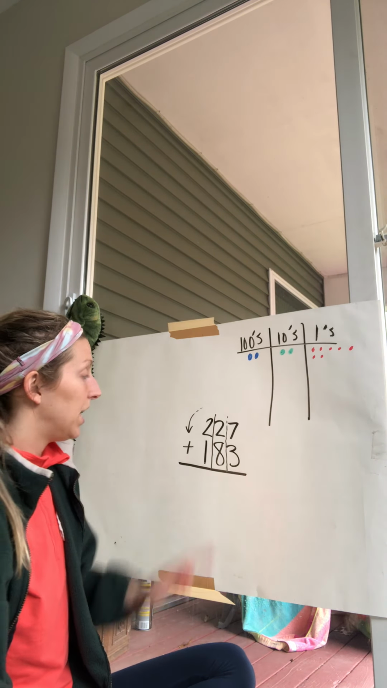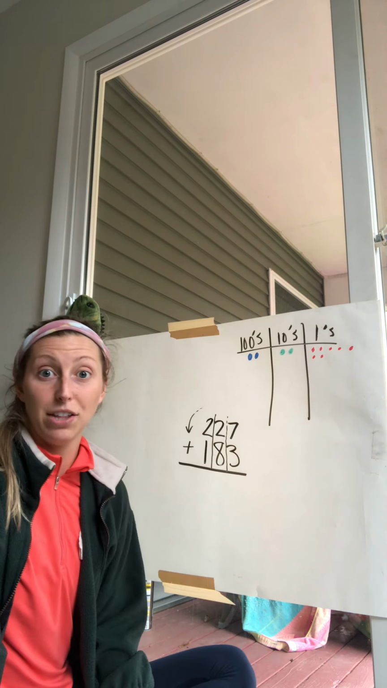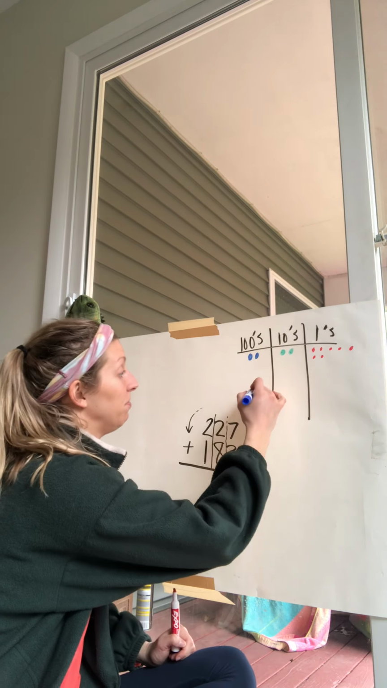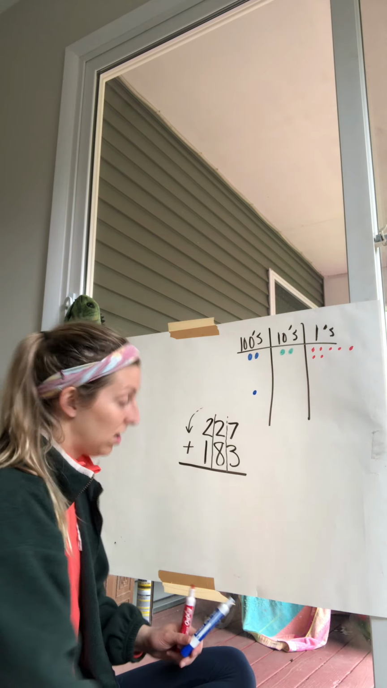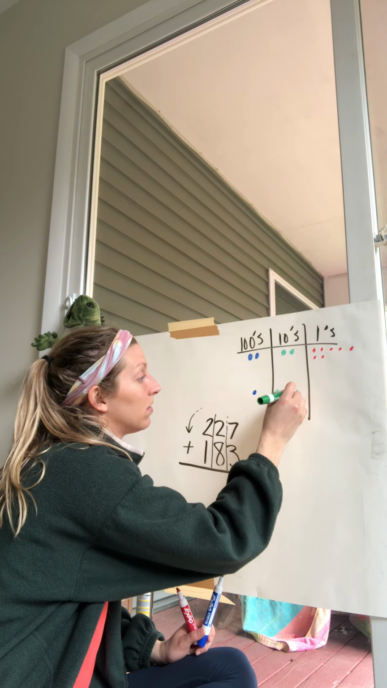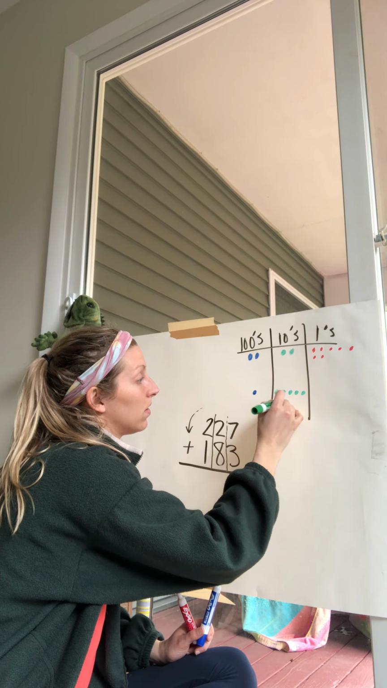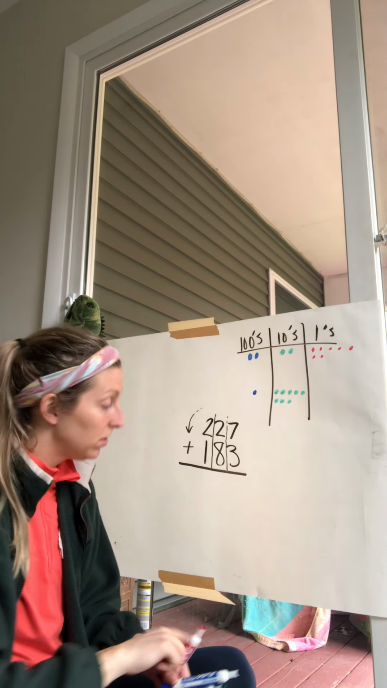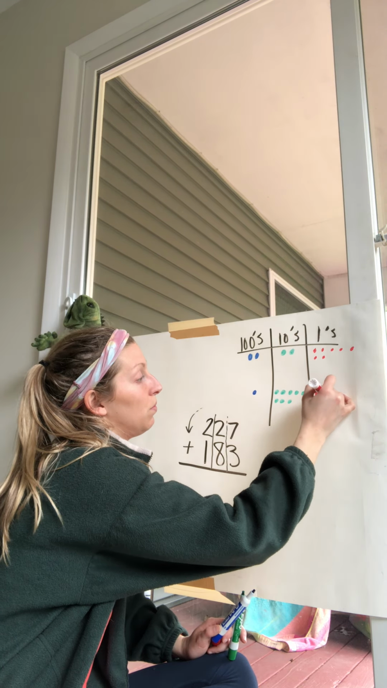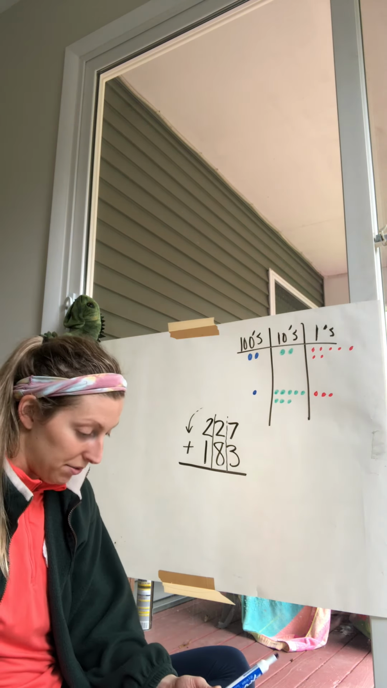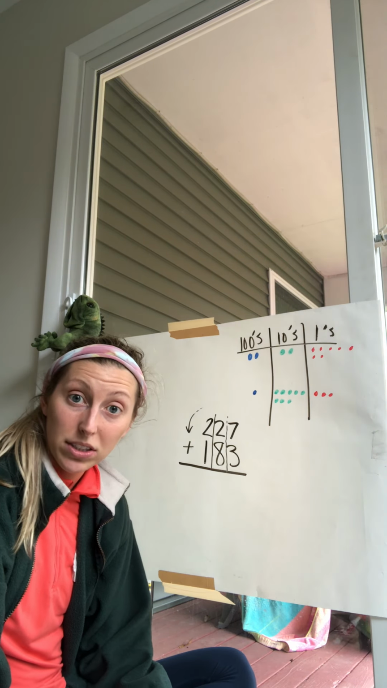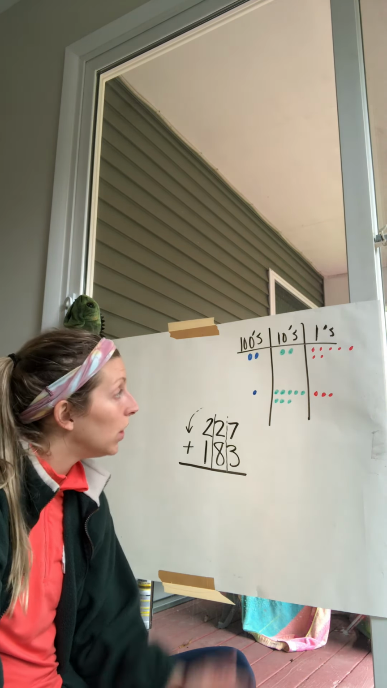Okay, I go down here, 183. I'm going to draw out my 183. So that's another 100. That's 8 tens. And how many ones? You got it, 3. So once we have it drawn out, now we always start with the ones, okay? We always start with the ones.